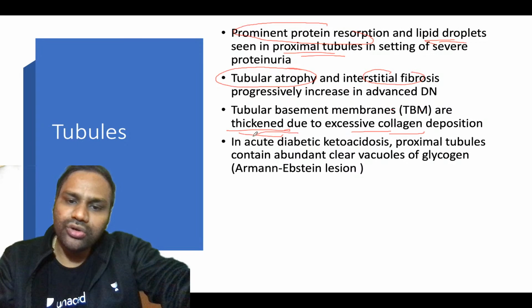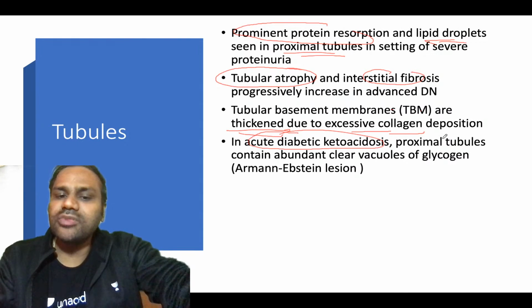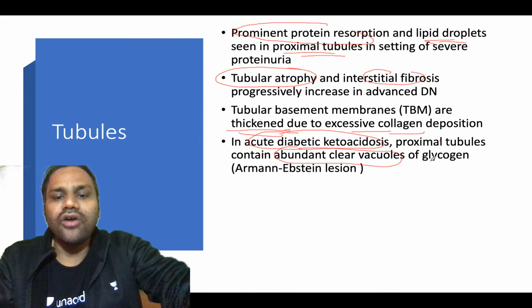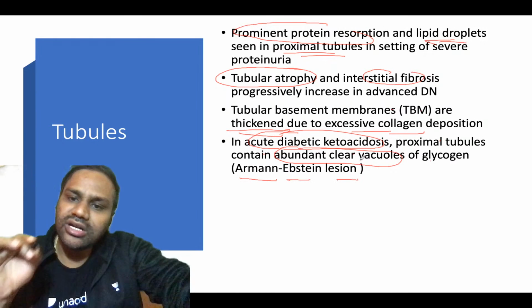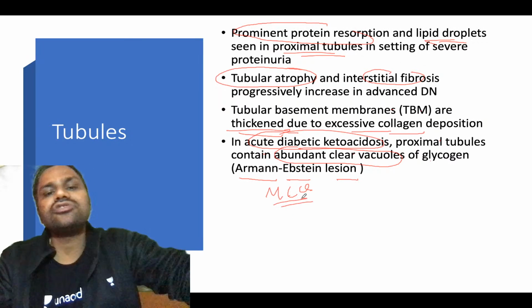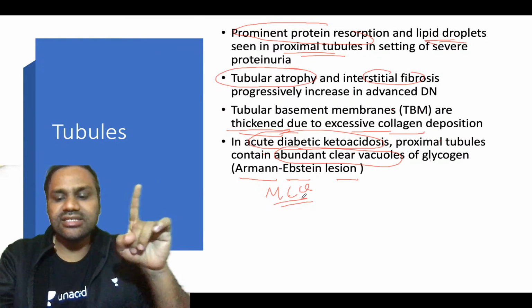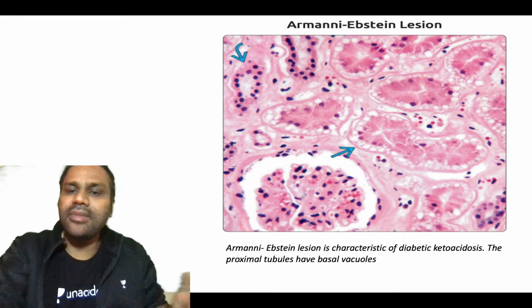And in case of acute diabetic ketoacidosis, proximal tubules can contain abundant clear vacuoles of glycogen, and that is known as Armanni-Ebstein lesion. This is again important, Armanni-Ebstein lesion is also seen in tubules of diabetic nephropathy. So these are Armanni-Ebstein lesion.